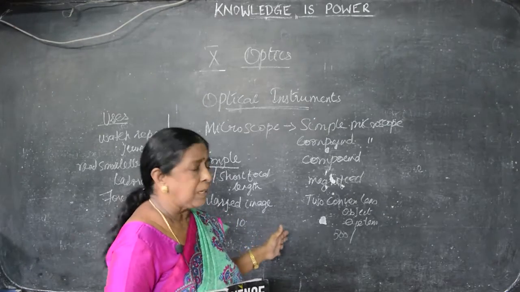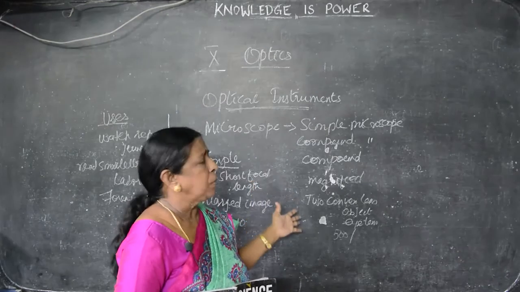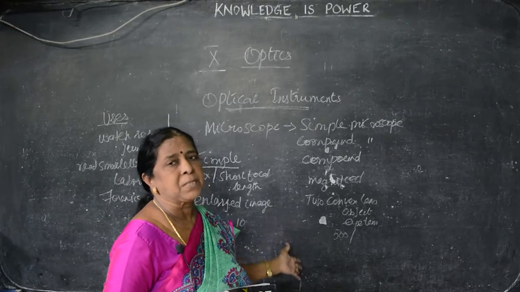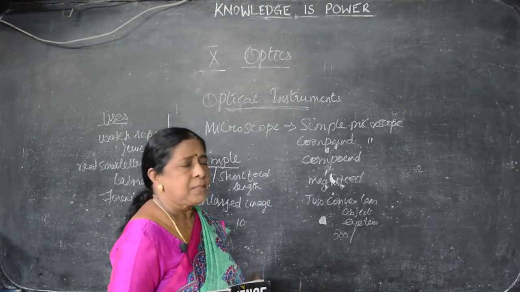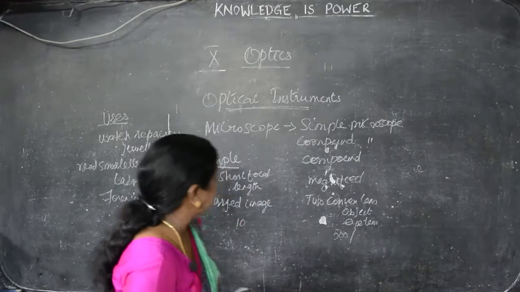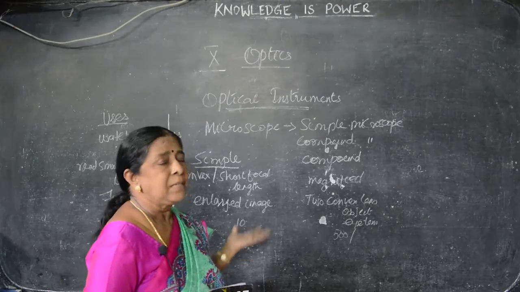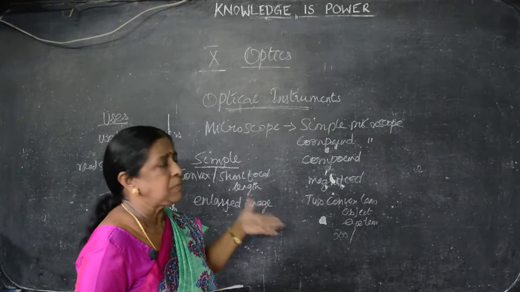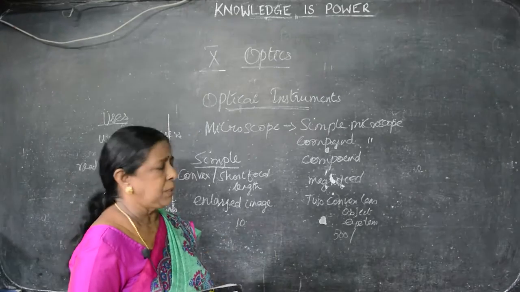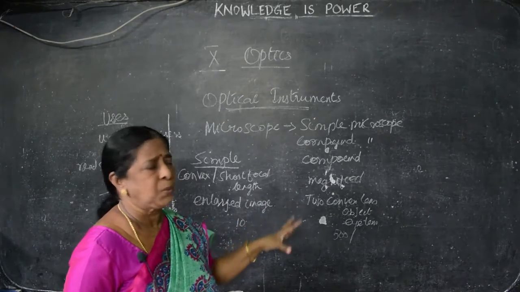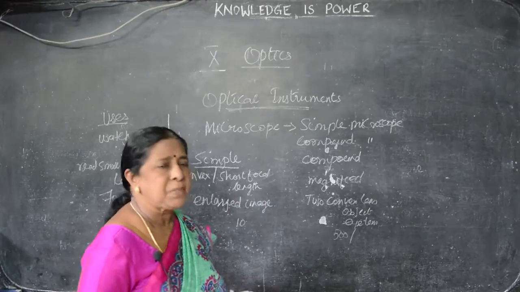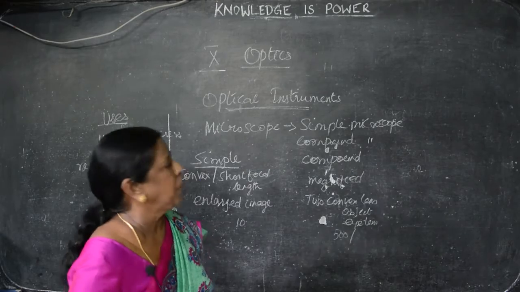But here the magnification of a compound microscope is 50 times or 100 times heavier than a simple microscope. For example, if the object we are seeing is 10 centimeter and the magnification is 50 times, what is it? 500 times heavier. Like that we can find out. It will show you 500 centimeters larger. So these are the differences between compound microscope and simple microscope.